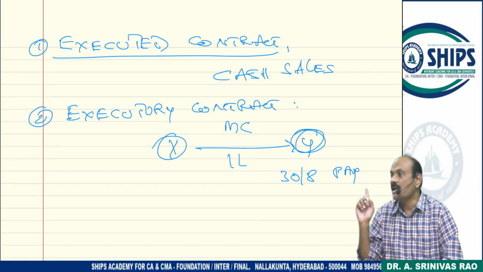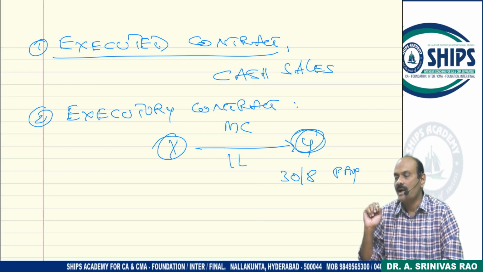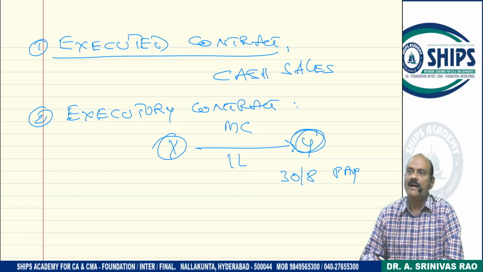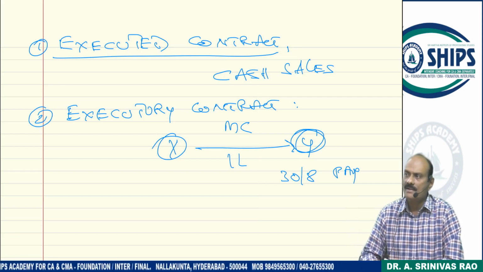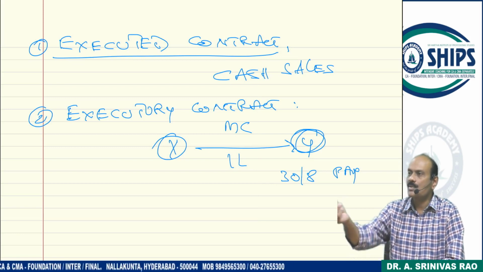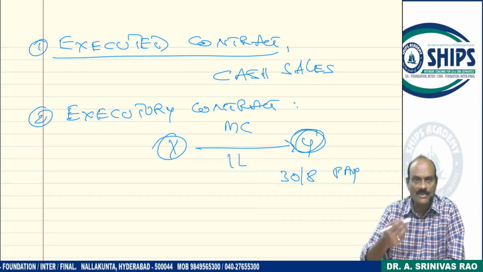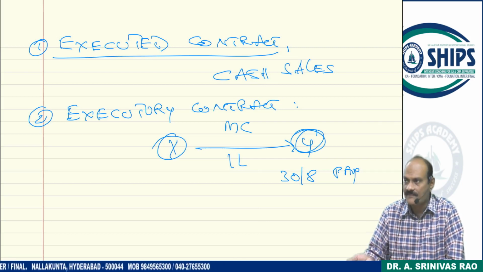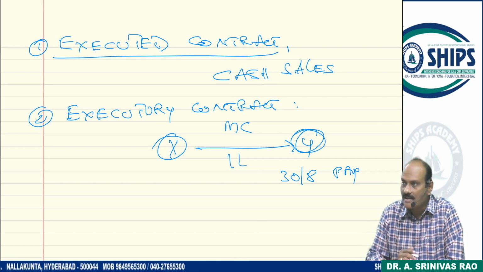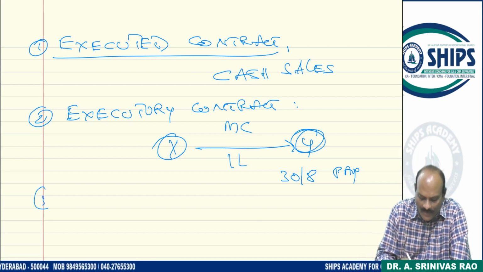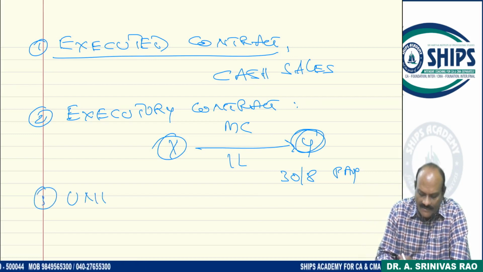This is called executory. I have agreed with you. I will sell my car for 10 lakhs. Tomorrow pay money, take the delivery. You said, yes, sir. Today agreement was made. Tomorrow you have to pay money and I have to give the delivery of the car. Both the parties are yet to perform, still to perform their obligations. Executory. Next. Third one. Unilateral contract.